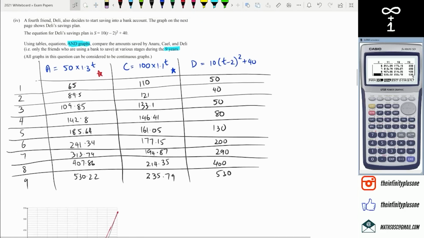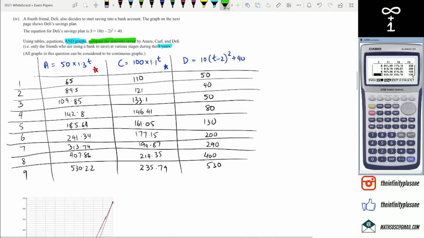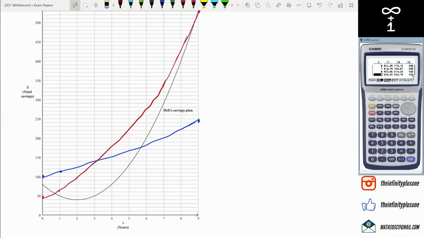Cool. So what is the question actually asking? The question is asking to compare the amount saved by Anaru. If you have a look at these particular graphs, something is happening at certain points that are quite important for us. The first one is right here. Maybe I should use a different color. Actually, I'm going to use this. So the first point is right there, when Anaru's one is overtaking. And then my second point is there, and then the third point of interest is around there. So I actually need to find those 3 points.